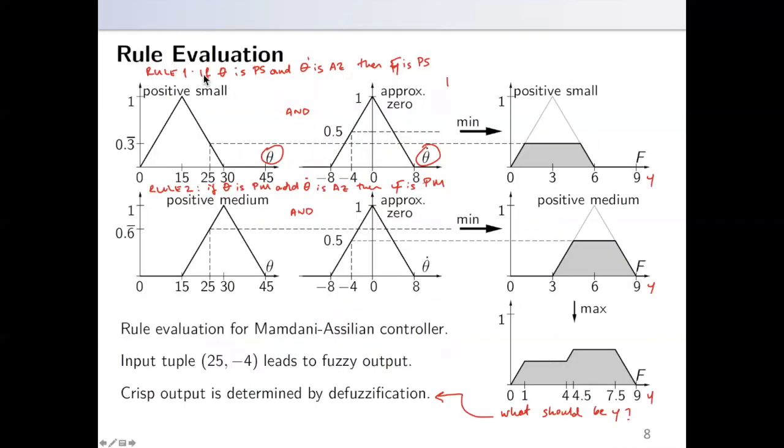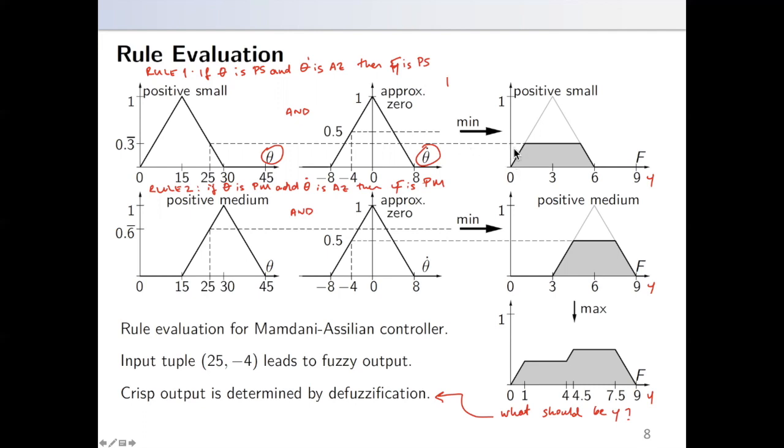Consider rule 1. Rule 1 is saying that if theta is positive small and theta prime is approximately 0, then F is positive small. So, this is the fuzzy set on theta, saying that we have 25 and we are considering the positive small. The membership value is 0.3. And we are considering also the fuzzy set on theta prime, approximately 0. We have minus 4 here, and the value of the membership is 0.5. And we are taking the minimum of these two. This is 0.3 and this is 0.5. So we have 0.3 as the minimum of these two.